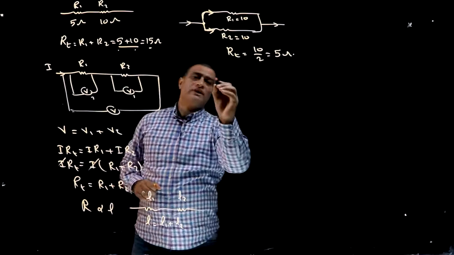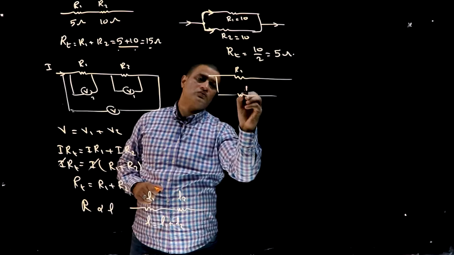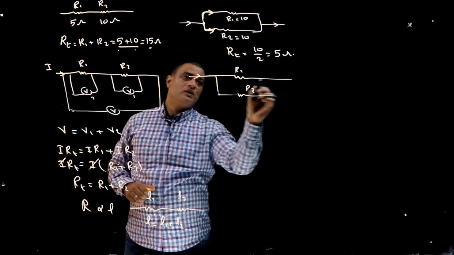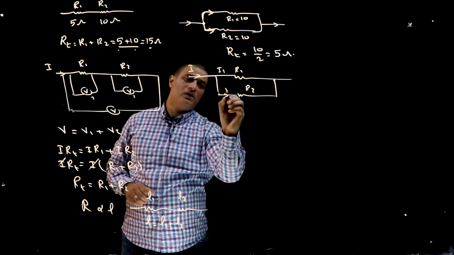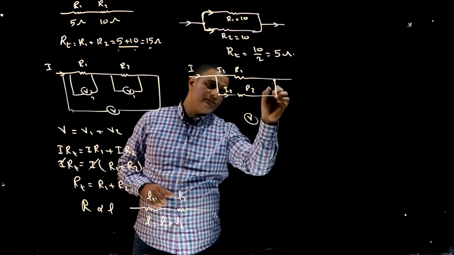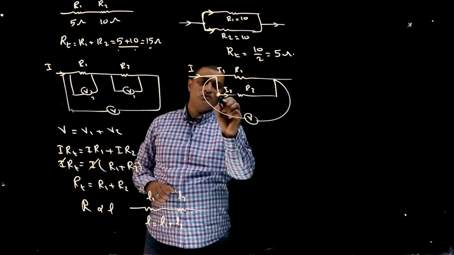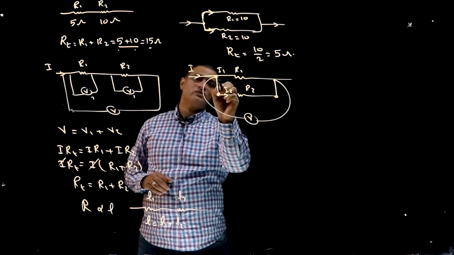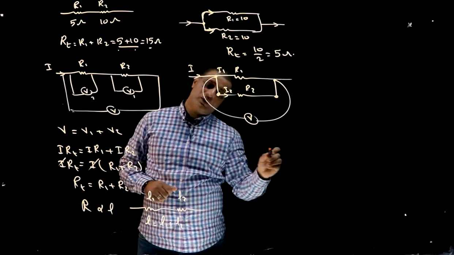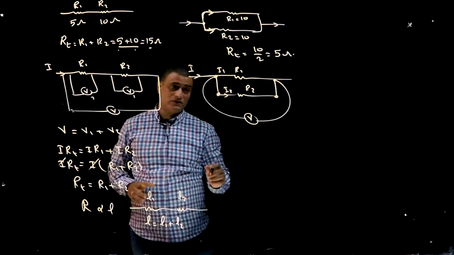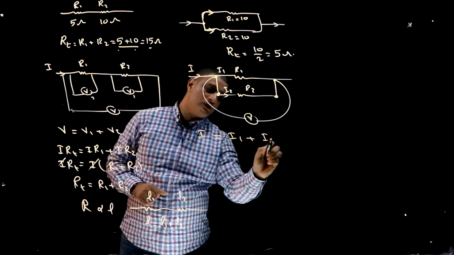Here, suppose we have two resistors, R1, R2. The electric current that passes through them will divide into I1 and I2, but they have the same potential difference. The potential difference between two terminals of R2 is the same potential difference between two terminals of R1. So I divides into I1 and I2, but V is constant. So I equals I1 plus I2.